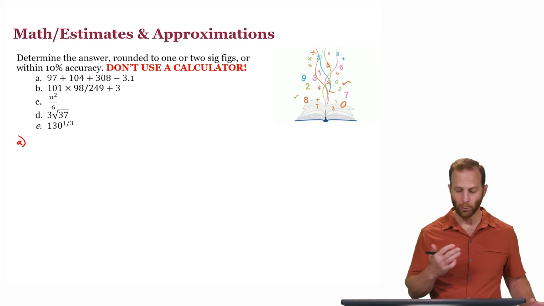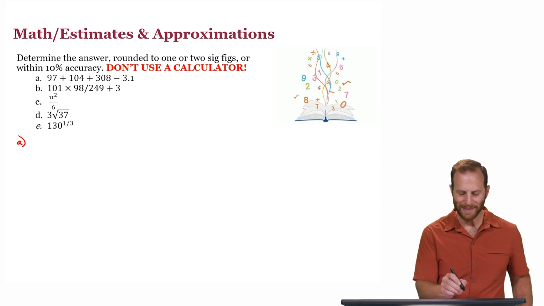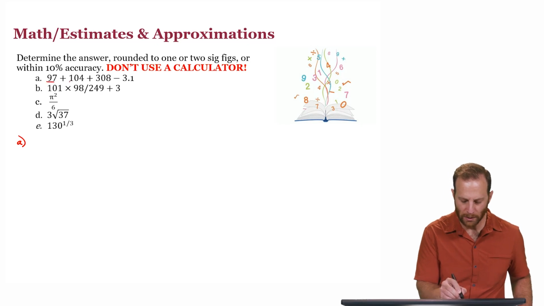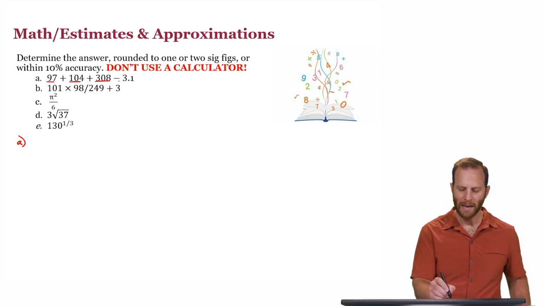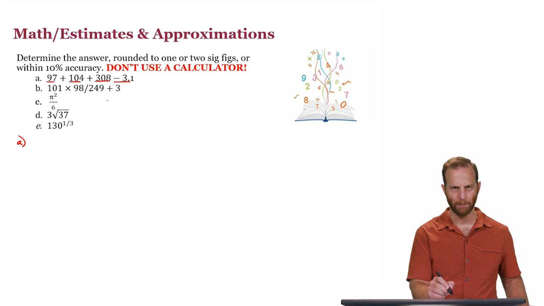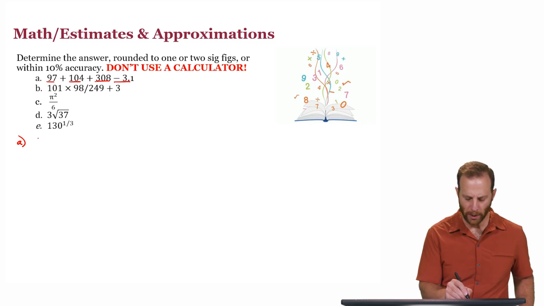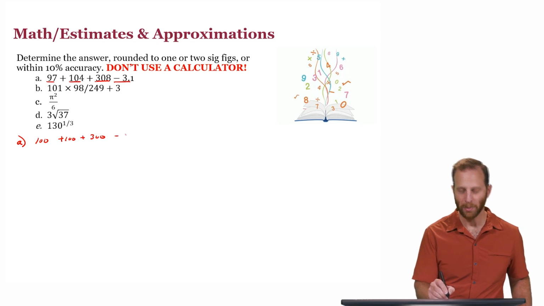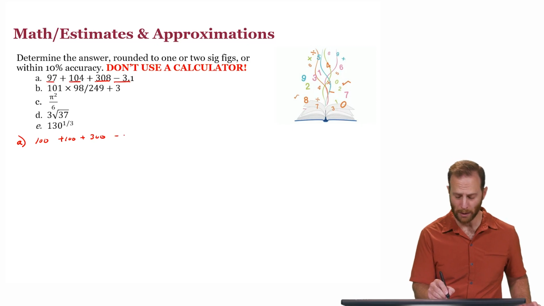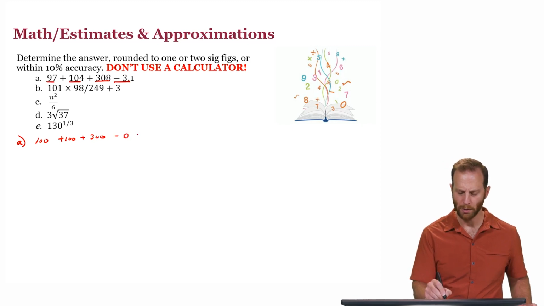is a bunch of relatively large numbers. As I scan through, I see that it's 97, 104, 300 and some, and then subtracting off something small. My sense is that we can approximate this as 100 plus 100 plus 300 minus something that is small compared to all those values, so approximately 0. I would approximate this as 500.